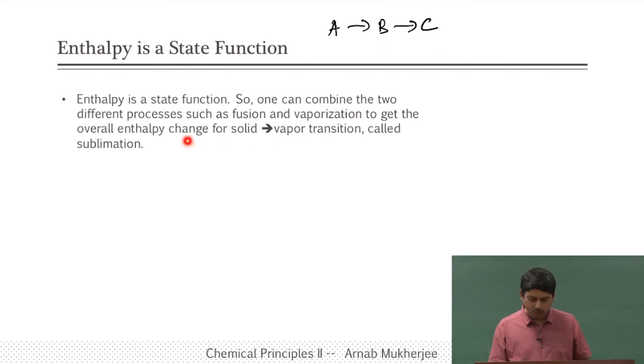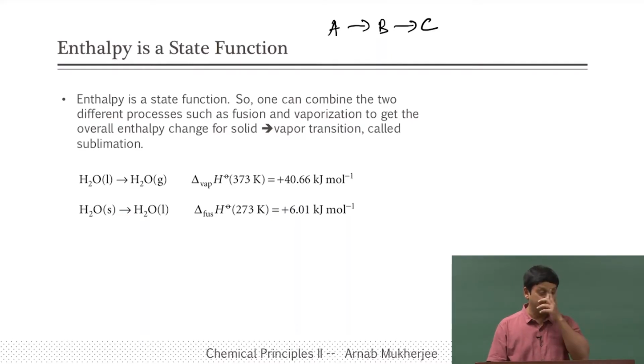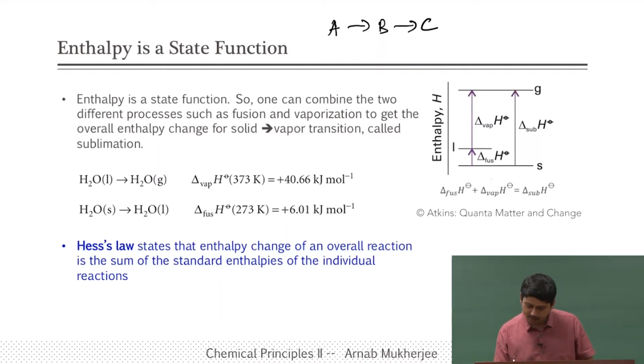So, one can combine two different processes such as fusion and vaporization, let us say, to get the overall change for solid to vapor. We know solid to liquid, and we know liquid to gas, which is vaporization. Solid to liquid is melting, and the opposite process is fusion, right. And then we can add them together here. So, you can add these two processes and we can get the combined process for sublimation.